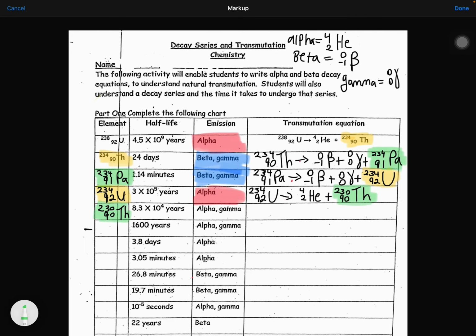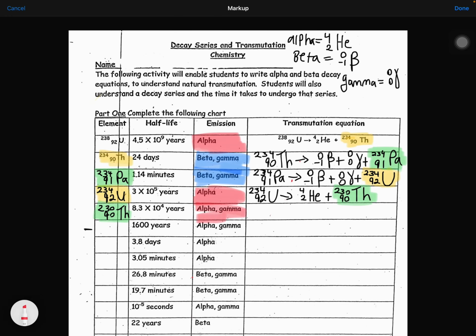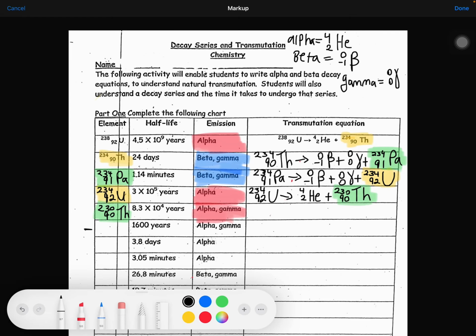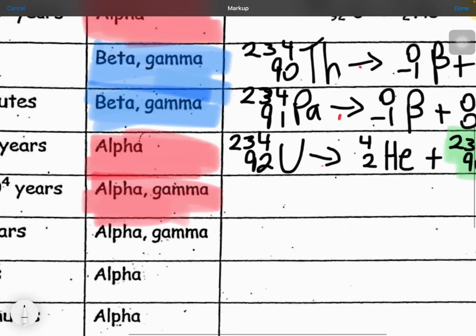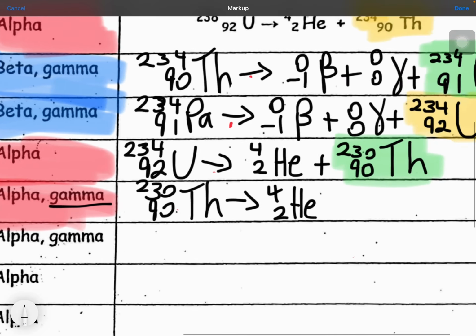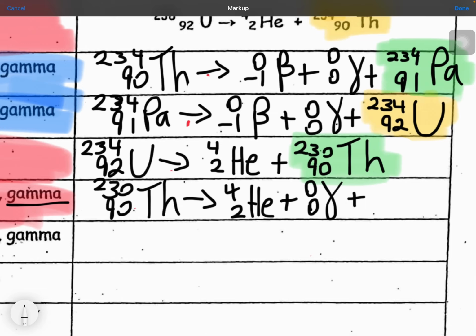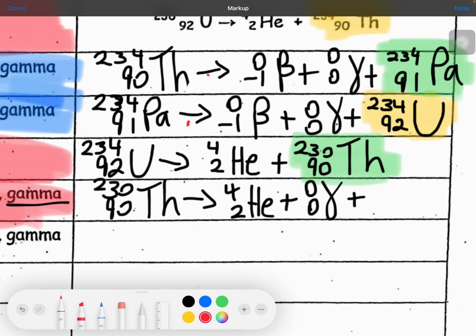So now again, we have a different decay. We have an alpha gamma decay. So I'm going to do this last one with you. So again, we start off with our 230/90 Th. Draw an arrow. Then we're going to draw our alpha symbol, 4/2 He. But now we see there's also a gamma involved. So we're going to draw our gamma symbol as well. 0, 0, gamma. Plus, and now we need to find what's left. So again, we're going to balance that equation out.